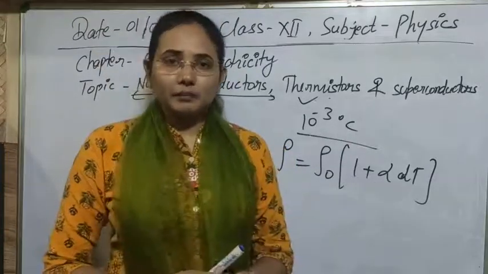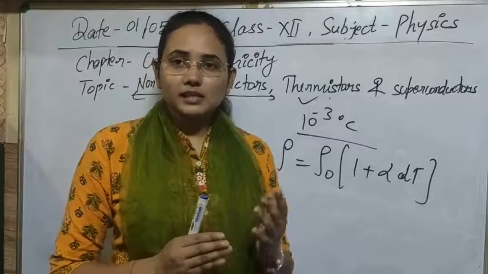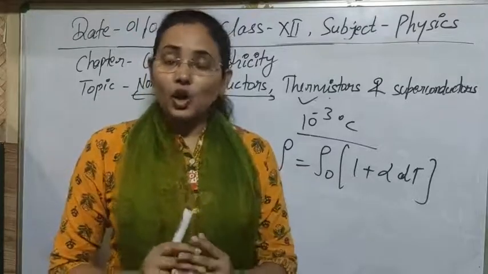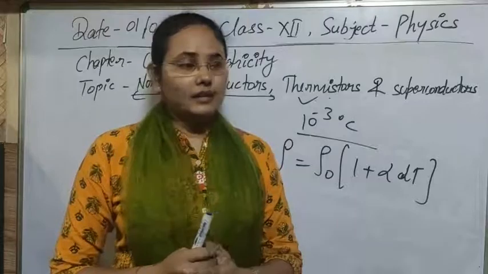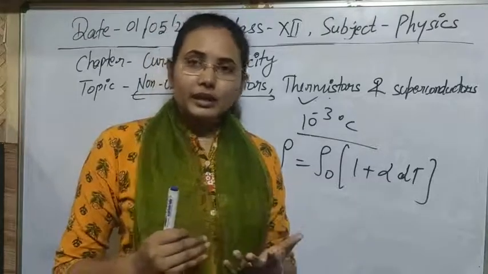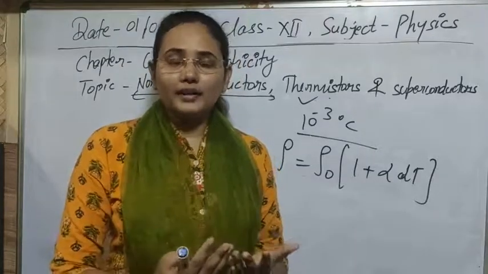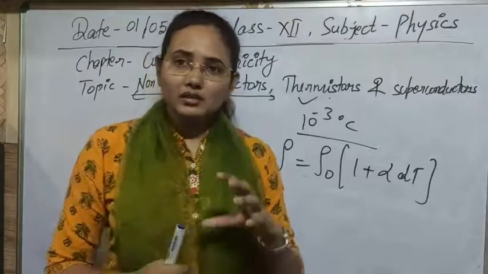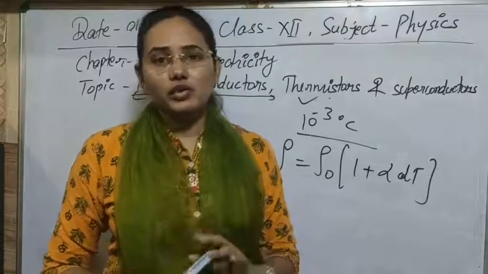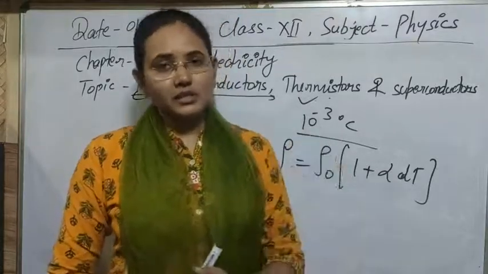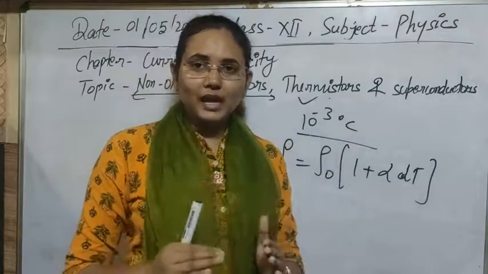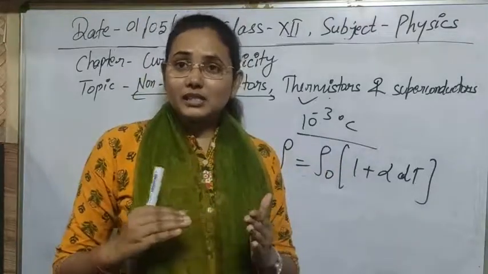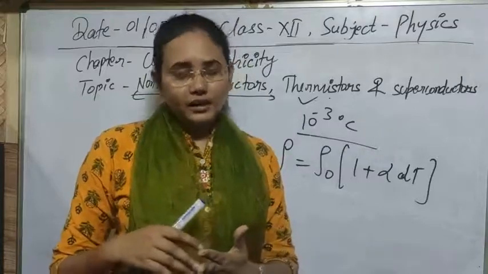We are preparing such thermistors by using oxides of some metals, like nickel, cobalt, iron, and their metal oxides we use to prepare such thermistors. And their oxides show this kind of behavior, meaning their resistivity changes very rapidly with changing temperature.